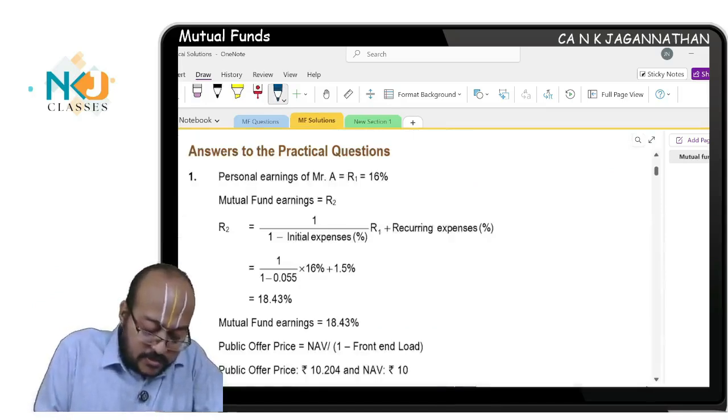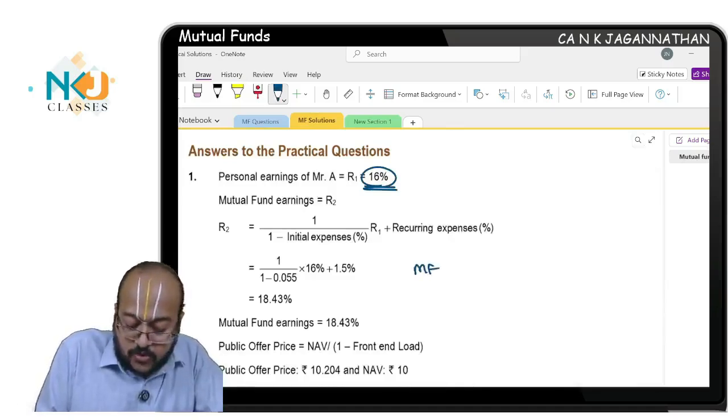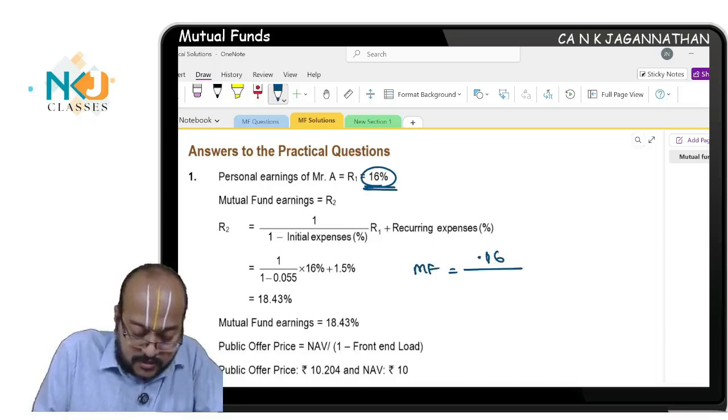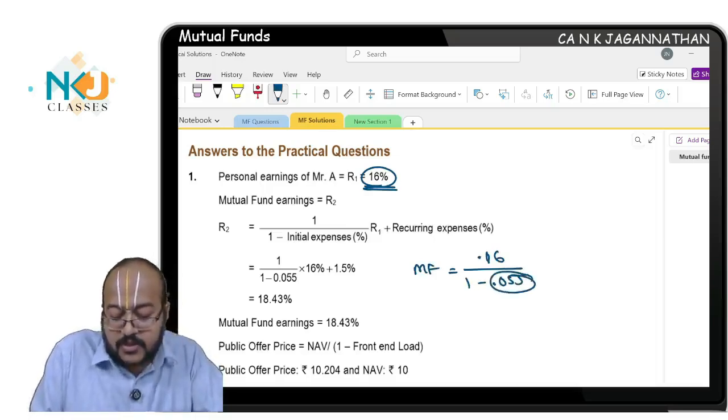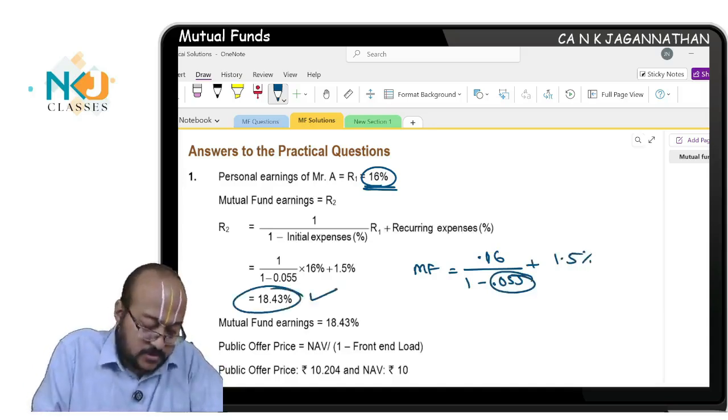Here they have given 16%. Yes, the required rate of return for this investor is 16%. So, MF should earn how much? 16%, you write it in decimal terms, 0.16 divided by 1 minus 0.055, where 5.5% is the initial expense, plus recurring expense, which is 1.5%. You will get 18.43%. Okay.